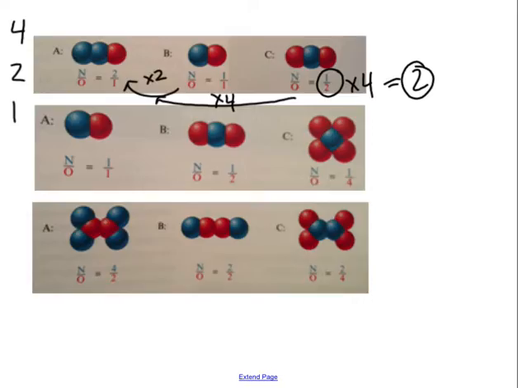And if you're good at math, this should be actually pretty easy. So this is just taking it a bit further using those same ratios to get all sorts of different combinations of nitrogens to oxygens. But they're all based on that 4 to 2 to 1 ratio.